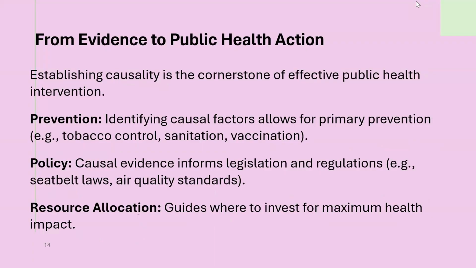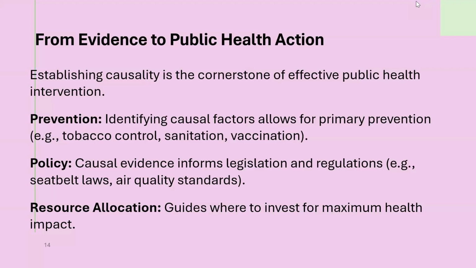Establishing causality is the cornerstone of effective public health intervention and could be applied in terms of prevention. Identifying causal factors can allow primary prevention. For example, tobacco control can help us prevent lung cancer. Sanitation, in terms of a clean environment, can help us prevent malaria. And then vaccination can help us prevent many diseases, like we know, measles, diphtheria, and etc.